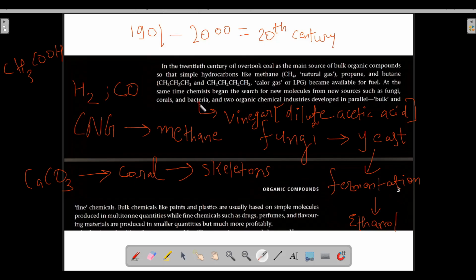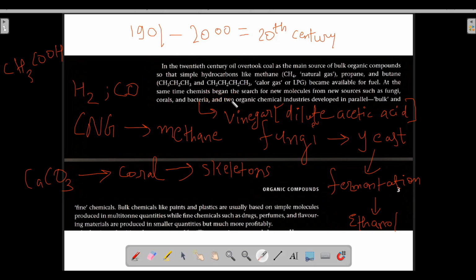Okay, I am not remembering the name of that bacteria right now, but it is a very common bacteria, and it helps us make vinegar. Okay, now, because the scientists began the search for new compounds, new molecules from fungi, corals, and bacteria. This is a particular fact.